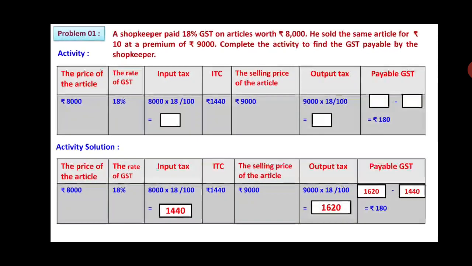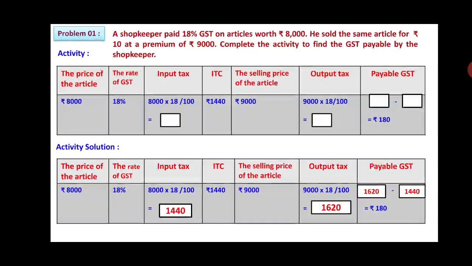We'll consider one more problem. It is number 2. A shopkeeper paid 18% GST on articles worth rupees 8,000. He sold the same articles for rupees 9,000. Complete the activity to find the GST payable by the shopkeeper.